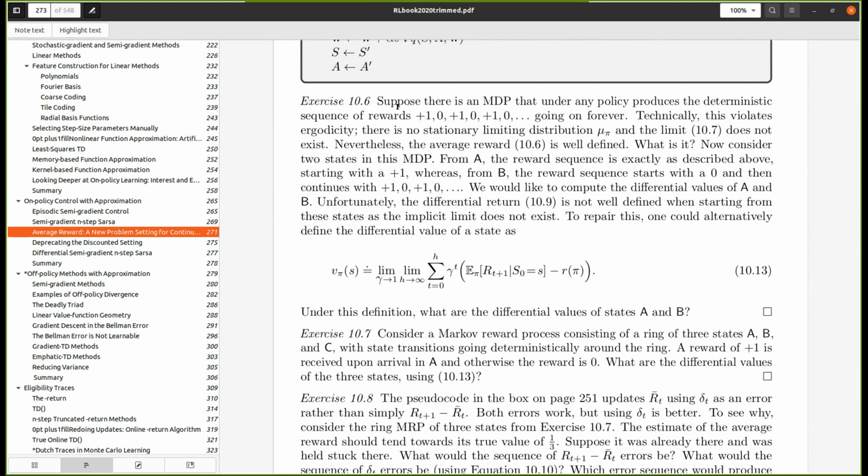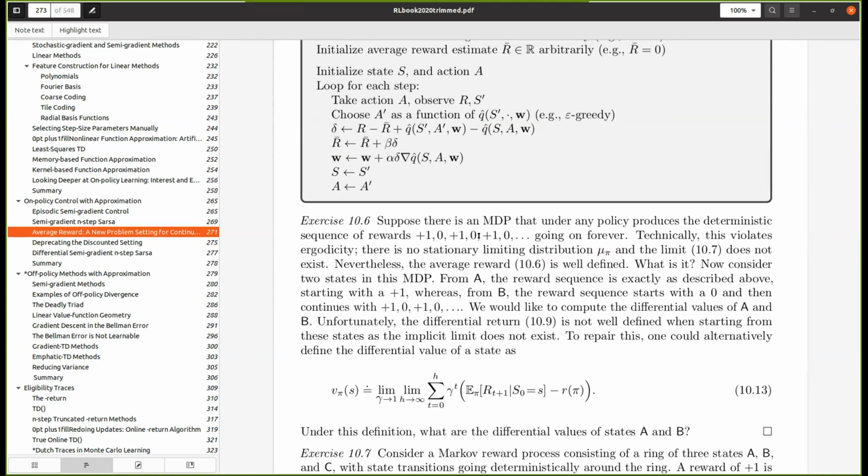And now let's consider this example here. So we are discussing a Markov decision process, and under any policy, it produces a deterministic sequence of rewards. So we have alternating a positive one reward and zero reward, and this continues forever. You can see that this is not an ergodic process, so it never converges to some value. So there is no stationary distribution mu sub pi in this case. But the average reward is well defined. I think it should be obvious that the average reward here is 0.5, right?